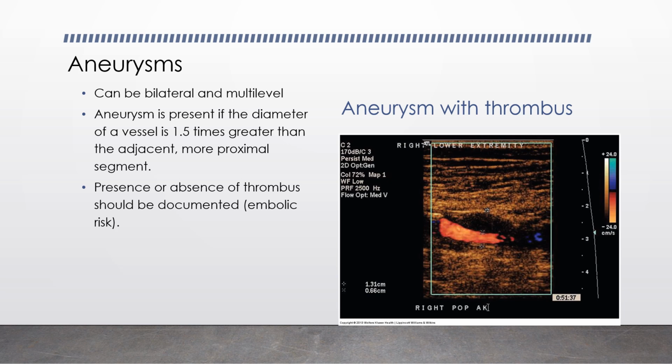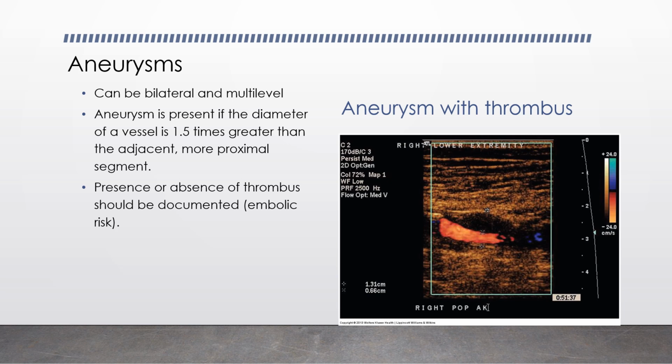Here's a great example of an aneurysm with a thrombus, as I briefly mentioned. So somebody can have many, many different aneurysms. Some people will just have one. It's considered a true aneurysm when the vessel is 1.5 times greater than the proximal and distal vessel. Now, if the whole vessel is larger than expected, then that would be considered less of an aneurysm and more of an ectatic vessel.